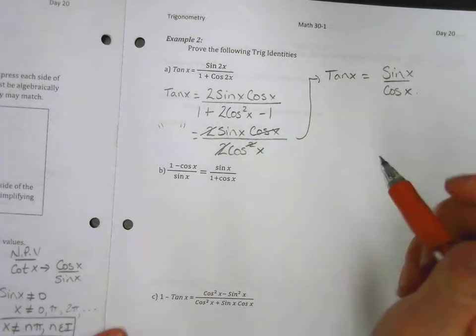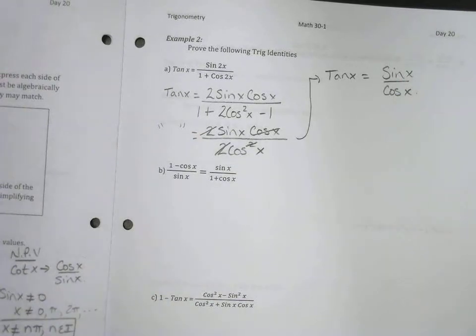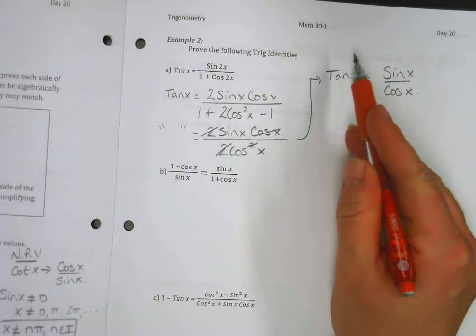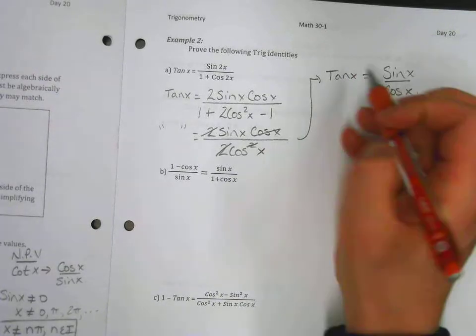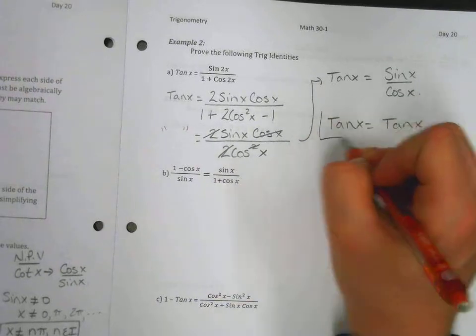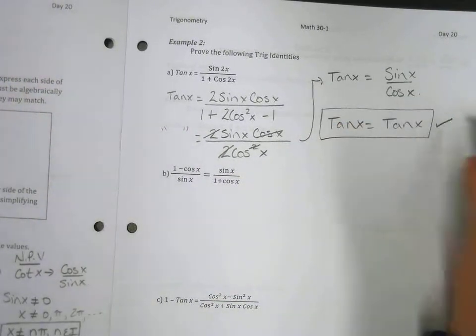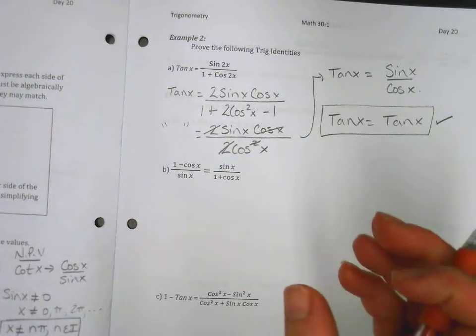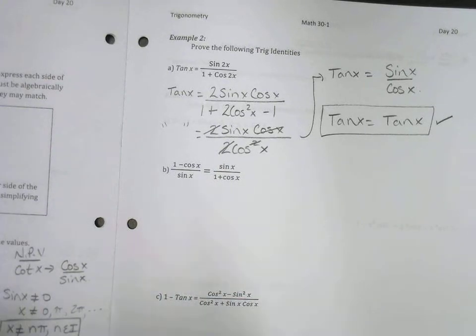You have to show your final step where you show equivalent expressions in the end. So you could change your tangent to sine over cos, or I'm going to change my sine of x over cos of x to tangent of x. So this would be my final step, right? That my left side is equivalent to my right hand side expression.